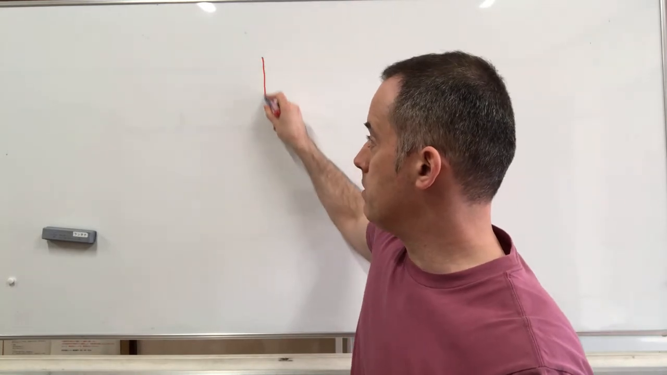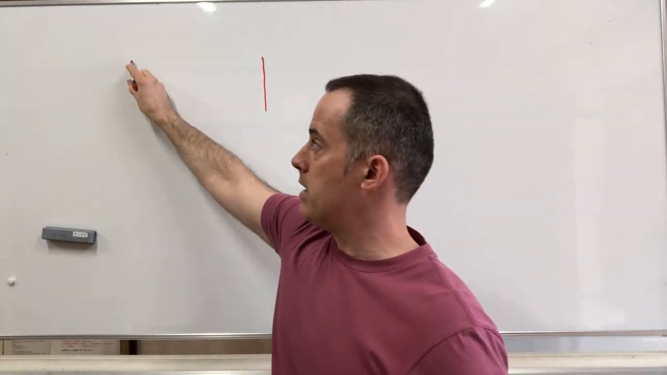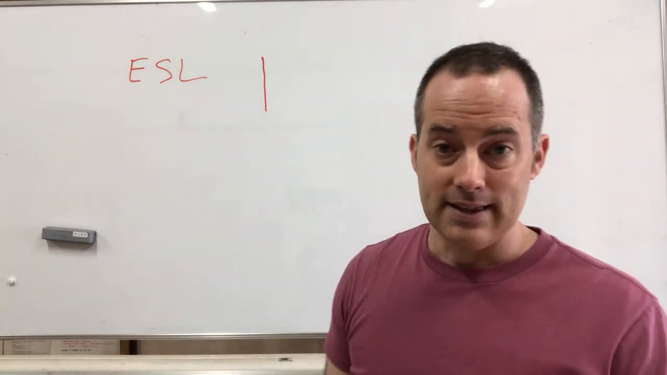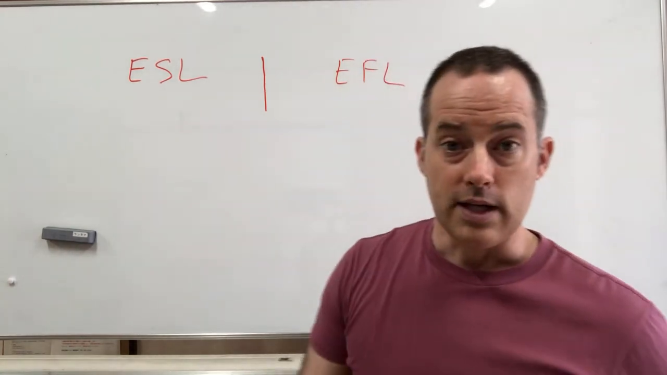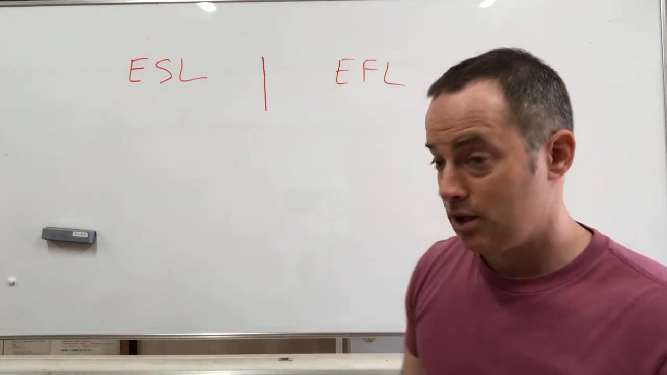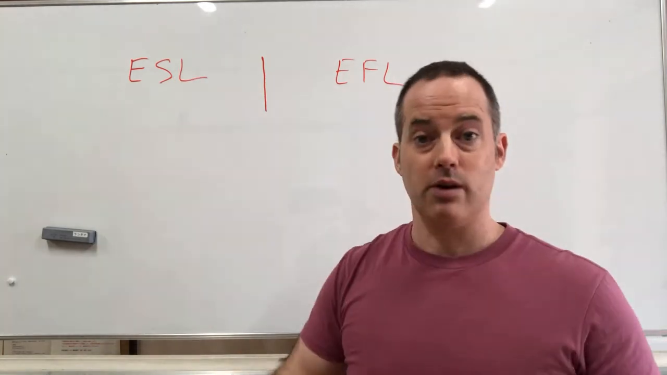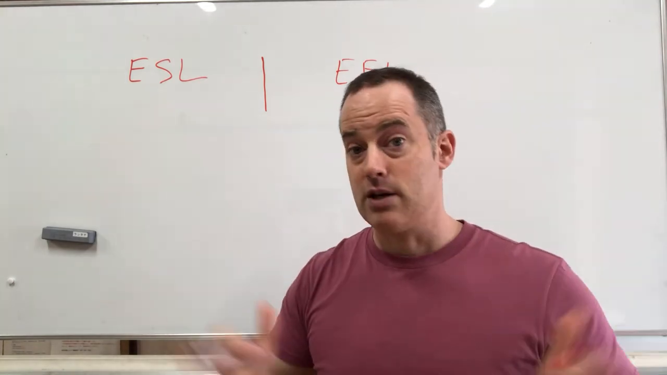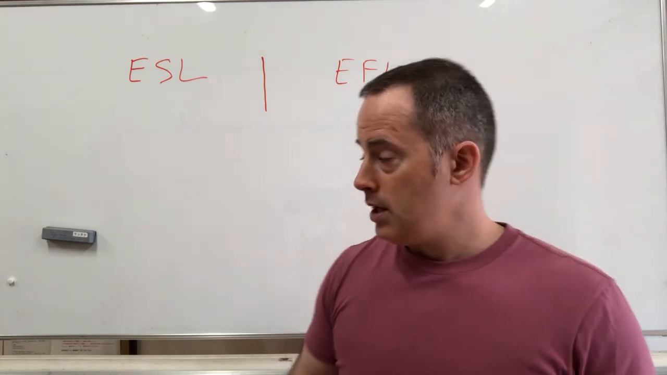So there are basically just two ways of learning a language. For our purposes, there's learning English, we'll just call this ESL, which is English as a second language. And then there's EFL, which is English as a first language. So we're going to compare these two methods. And this is specifically for learning English, which I'll talk about in this video. But this same method applies for anything, because really, there are only two ways to learn any language.